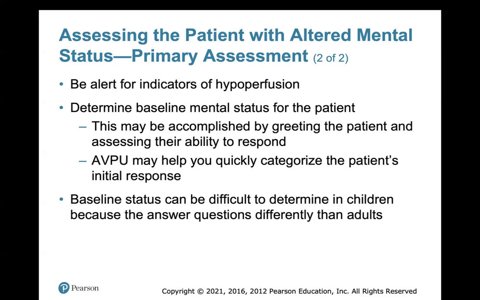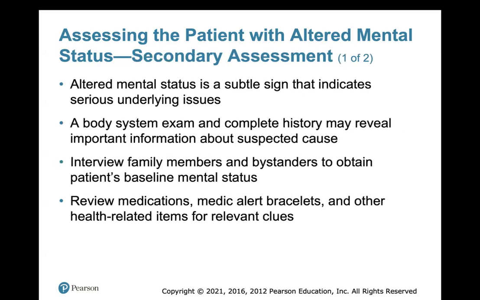Baseline status can be more difficult to determine in children because they answer questions differently than adults. In these situations, you want to try and refer to the guardian or the caregiver or the parent, whoever's there who's around that child a lot. It's probably gonna be your best source of information when it comes to assessing that child and establishing their baseline.